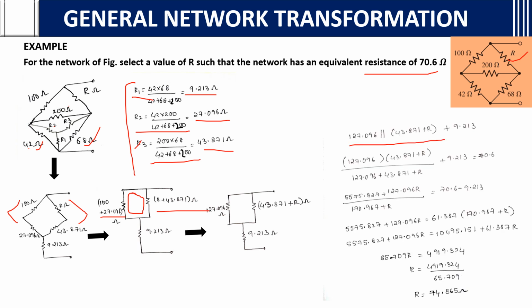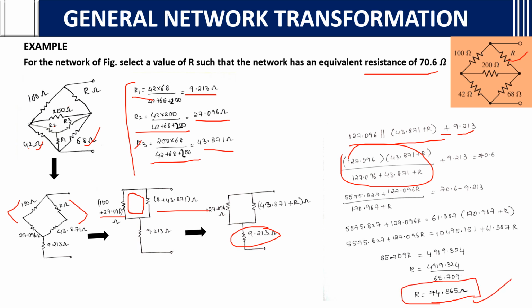127 and this are in parallel, and after the parallel, these two are in series with 9.213, so plus 9.213. If you calculate the parallel, 127.096, the product of these two by the addition of these two, you get the parallel equation. After doing that, you will get it in terms of R. If you rearrange the things, you will get R equals 74.865 ohms. Okay, this is the R value.